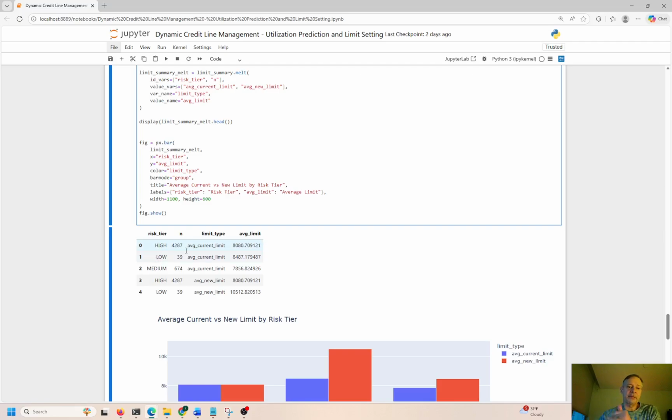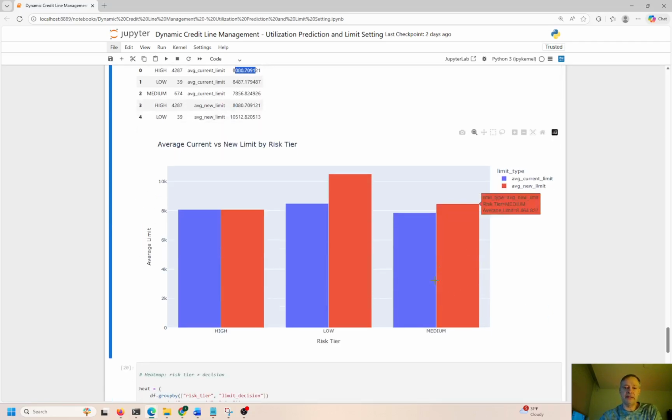So you have the risk tier, the number of people, the limit type, and then the average limit that the credit is increasing or not increasing. Okay, again, you have your color bars, the average new limit, average current limit. So these stay pretty much the same in the high risk category. In the low risk category, credit is actually increasing, right? Low risk, the credit card company can make more money if the person runs the card more and doesn't pay at the end of the month, right? They charge interest, so they can make more money.